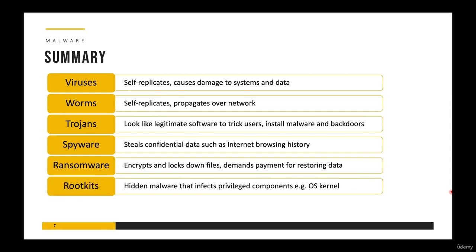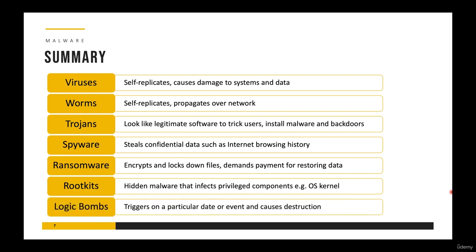Then we have rootkits. These are basically hidden malware that hide deep inside your operating system and they infect privileged components such as the operating system kernel. Then we have logic bombs, which are typically deployed by disgruntled ex-employees or employees who have a grudge against the company, and they get triggered on a particular event or a date. So if you compare all of these different types of malware, you can notice that a lot of the themes are recurring. A lot of them open backdoors. A lot of these different types of malware steal information in different ways. So this concludes our lecture.